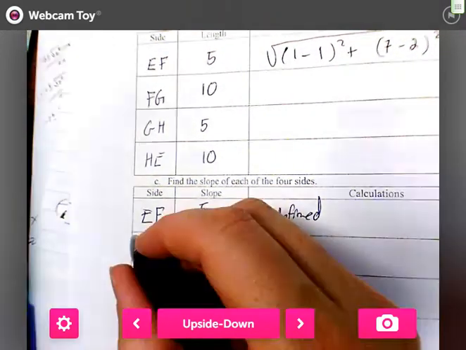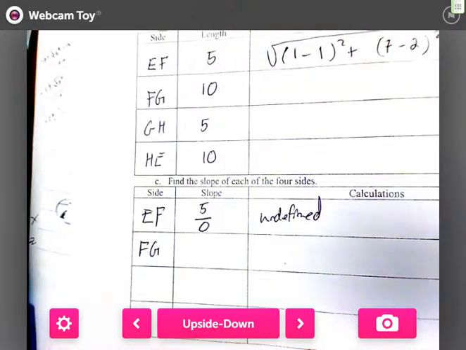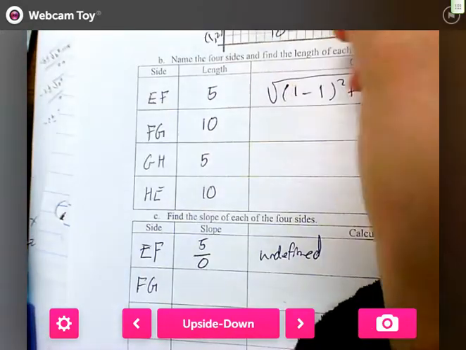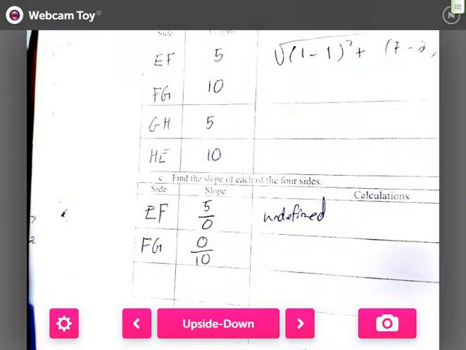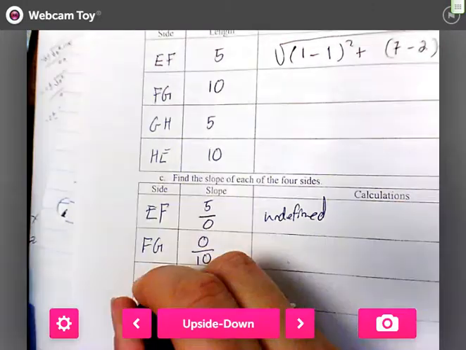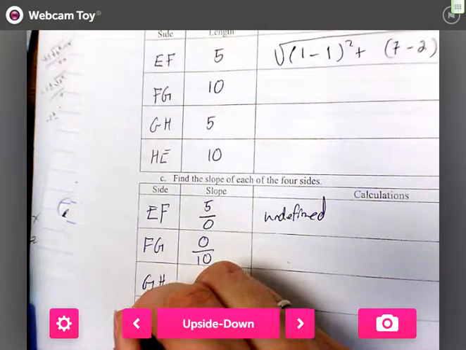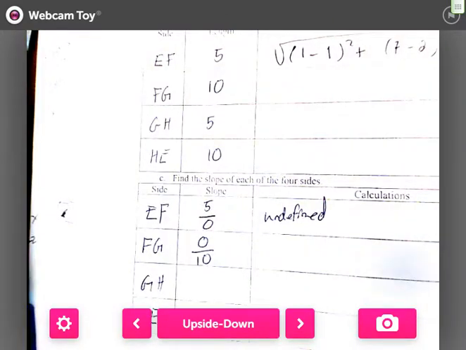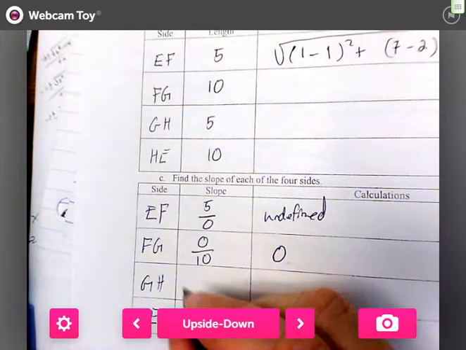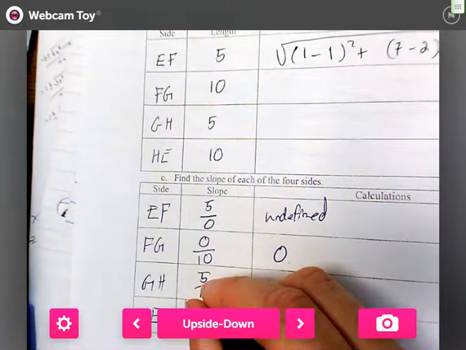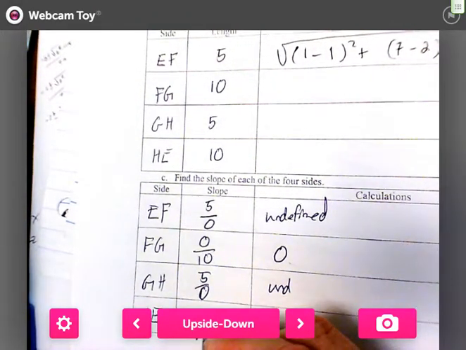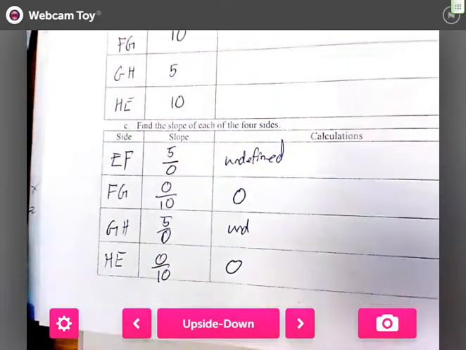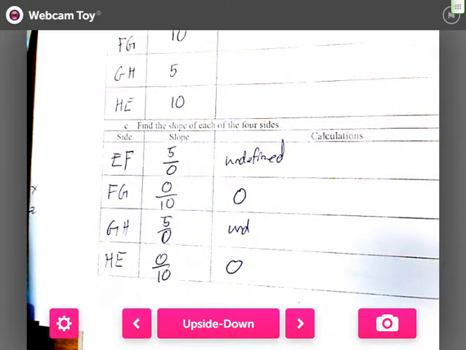Okay? If we're going F to G, I go up 0 over 10. What's 0 divided by 10 in your calculator? Put it in there. What's 0 divided by 10? 0. And I'm going to tell you right now, G to H is going to be the same thing. We get undefined. We get 0. The nice thing about 0 and undefined is like this. Do you see the floor?